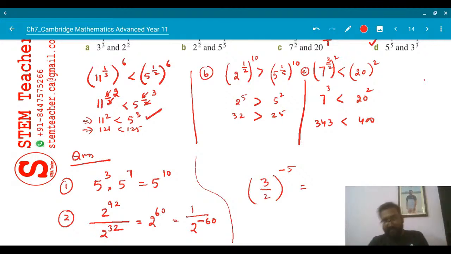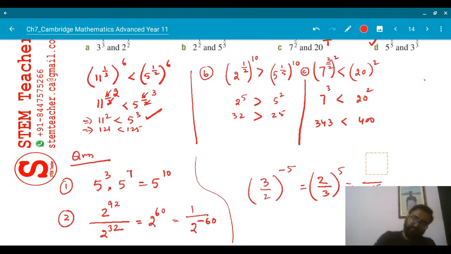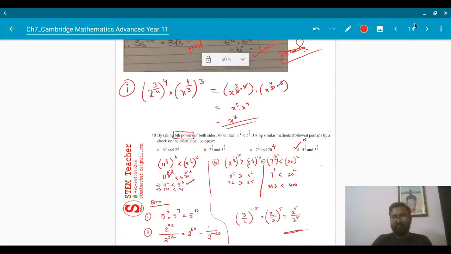Minus is there, so the base becomes its reciprocal, which is 2 by 3 whole power 5. It is 2 power 5 by 3 power 5. Clear? So this is a review of exponents and all.